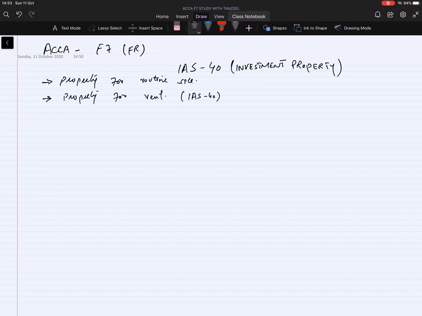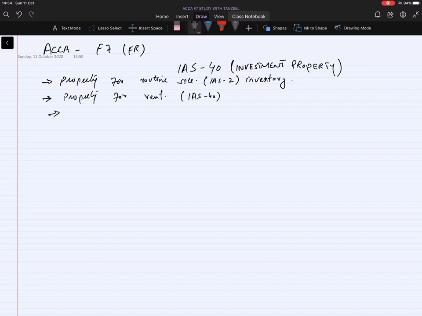But if this is your ordinary course of business, that you buy property and sell it, then it means it is your ordinary course of business. If it is your ordinary course of business, then you will apply IAS 2 Inventory, because in this way you will consider this as your inventory. But if you buy a property and you give this property to earn rent, then you apply IAS 40 in this.